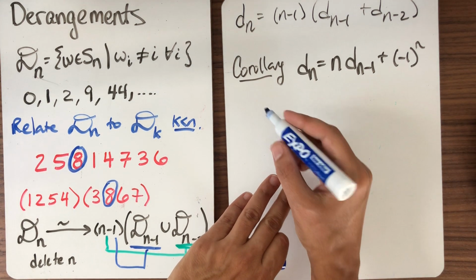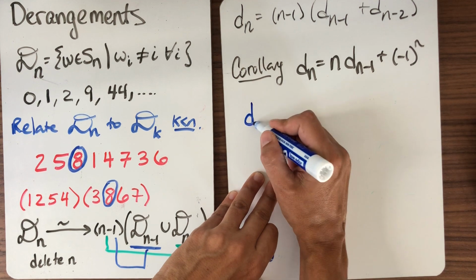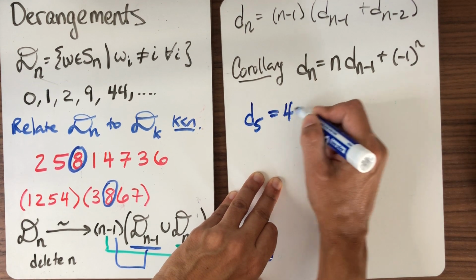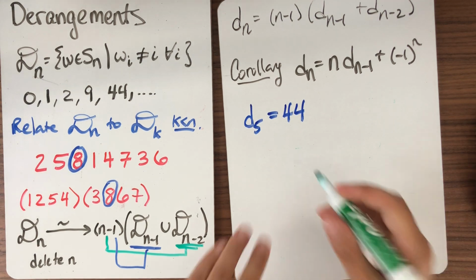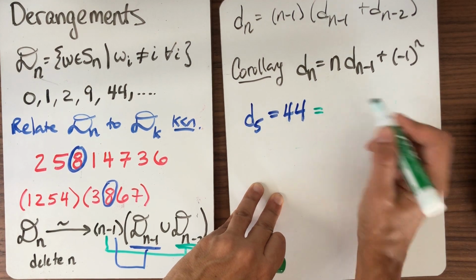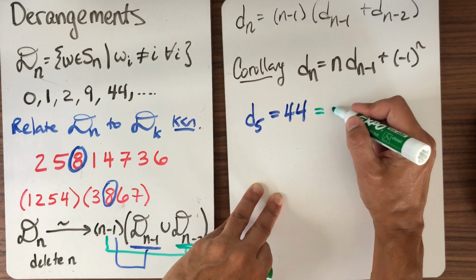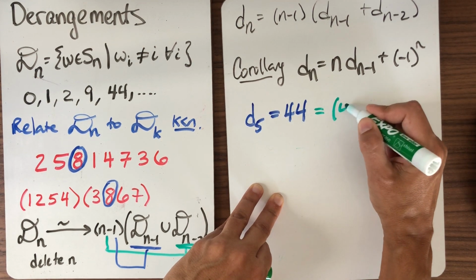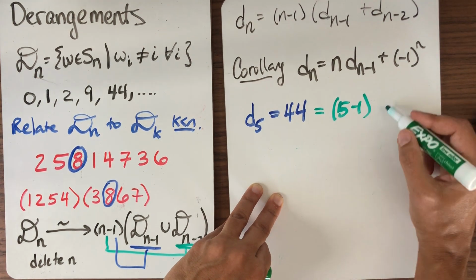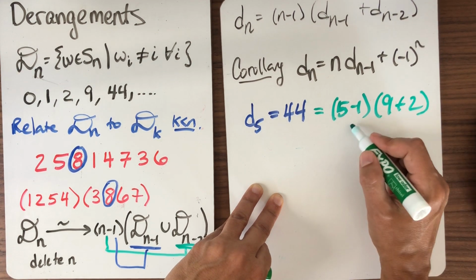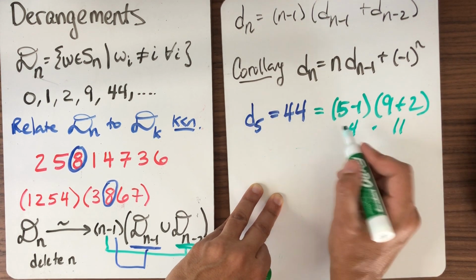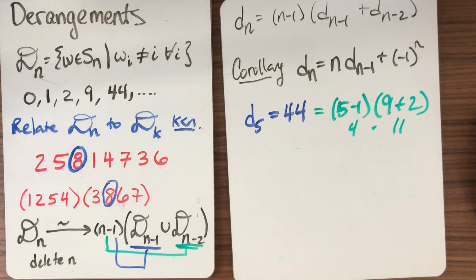So let's see this in action. Let's look at d5 is equal to 44. And let's see both of our recurrence relations. So this is equal to d4, which was 9. So, sorry, 5 minus 1, which is 4, times 9 plus 2. Well, 9 plus 2 is 11. This is 4 times 11, which indeed is 44. That was our first recurrence relation.